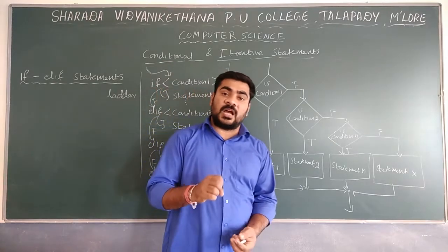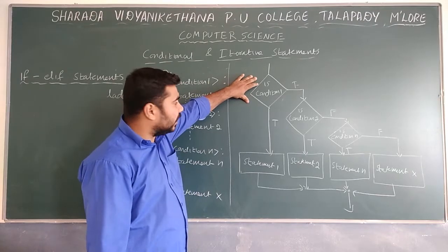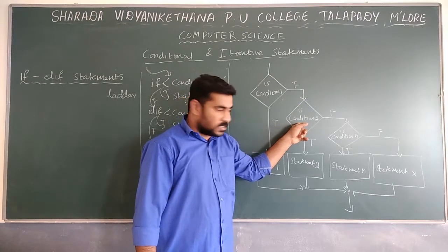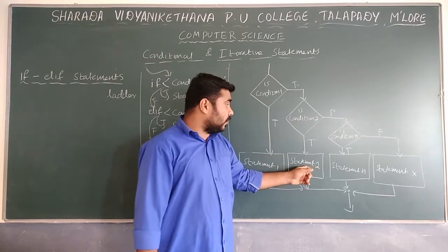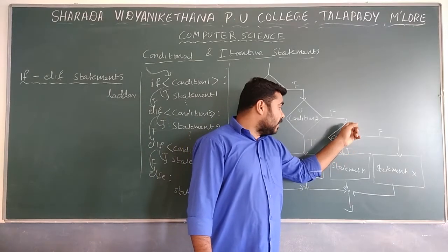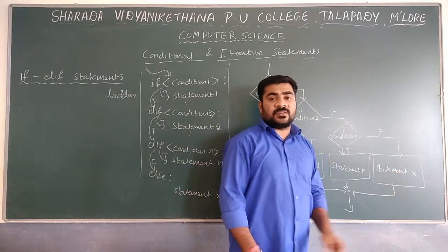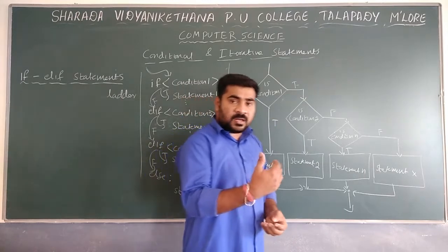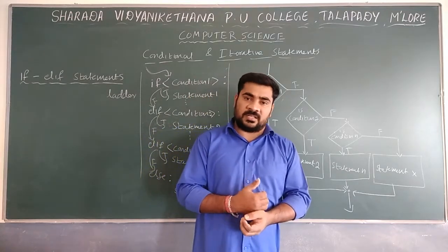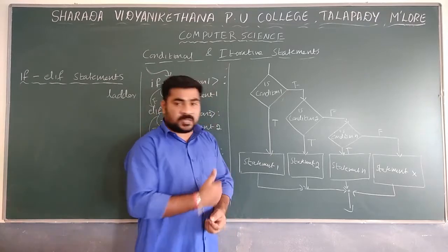So this is the flow chart for the if statement. First, condition 1 is tested. If it is true, statement 1 is executed. If it is false, then condition 2 is tested. If condition 2 is true, statement 2 is going to execute. If it is false, it's going to check condition n. If condition n is true, statement n is going to execute. If condition n is false, then it's going to execute statement x. Remember, here statement x is known as the default statement. Whenever all the conditions are not satisfied, at that time it is going to execute statement x.